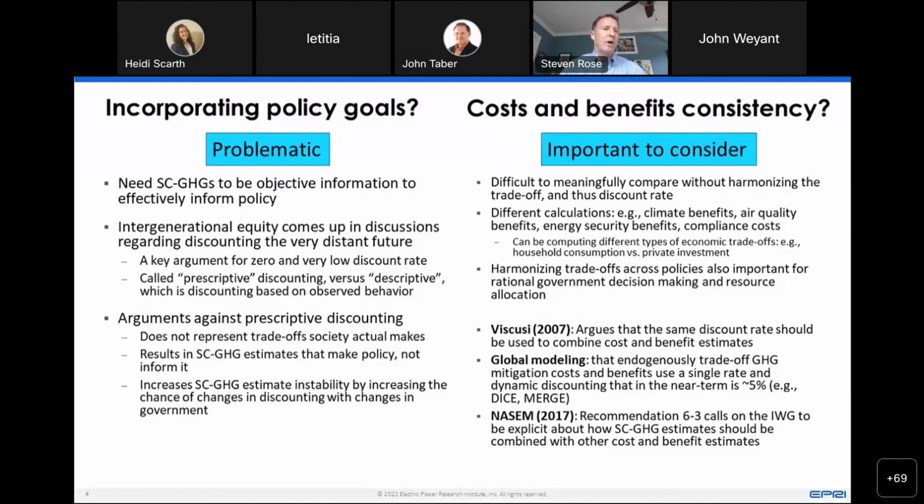As we think about having policy preferences inside the estimates in one way or another, whether it's through the discounting or otherwise, it then means that there's some likelihood of those estimates changing simply because of changing those parameter values with different governments over time.